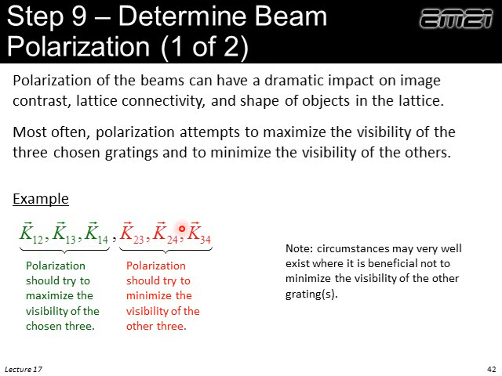What we usually want to do with polarization is choose polarization such that the visibility of these 3 gratings is very high and the visibility of the other ones is very low. If we are able to do that, then these 3 gratings disappear, and we get really just the sum of 3 gratings, and that gives us a very nice looking lattice. That's ideal. We can't always realize that.